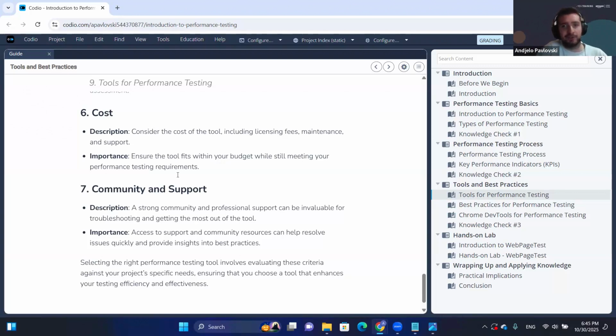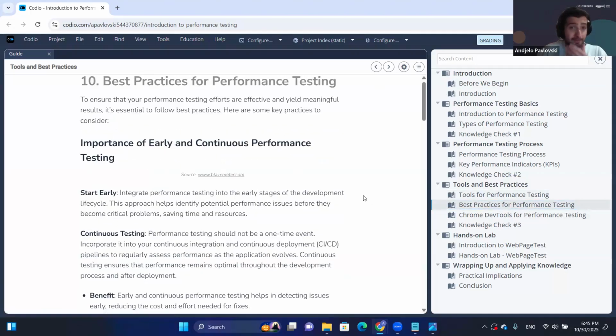Do you have any questions so far regarding the tools or how to choose the tools? Okay. I don't see any questions, so I'm going to move to the best practices for performance testing.